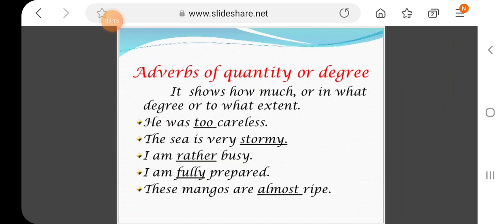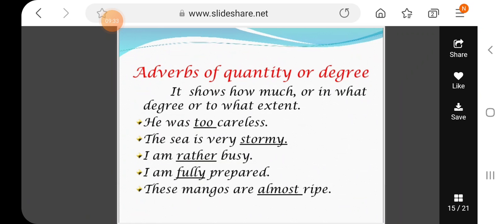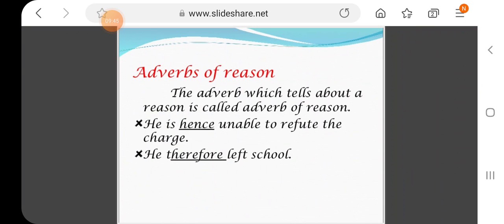Adverbs of quantity or degree, that is how much some action is performed, to what extent some action is performed. He was too careless. To what extent was he careless? He was too much careless. So the sea is very stormy. So it also tells you about the degree of being stormy. I'm rather busy. I'm fully prepared. How much prepared are you? I'm fully prepared. That tells you the extent of some action, कि किस हद तक कोई काम किया जा रहा है. So there are some more examples.